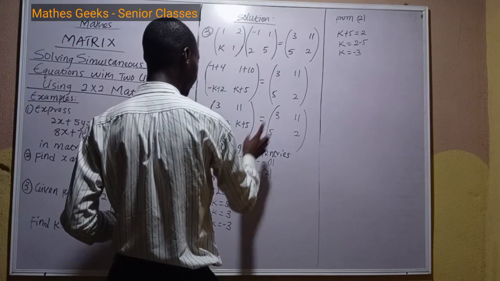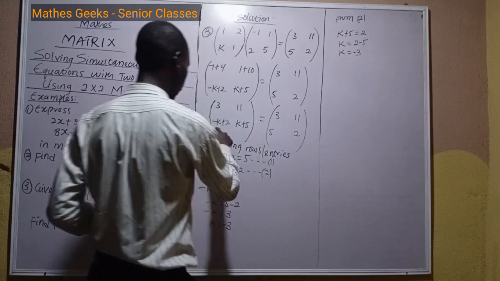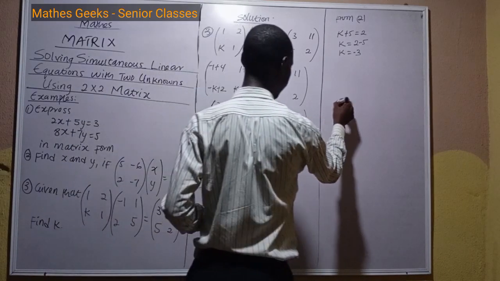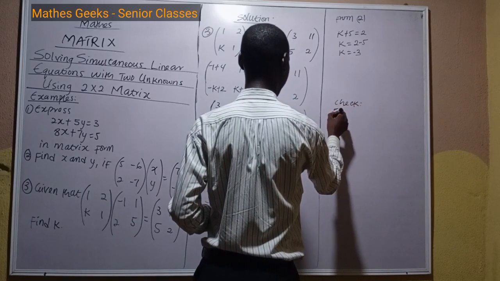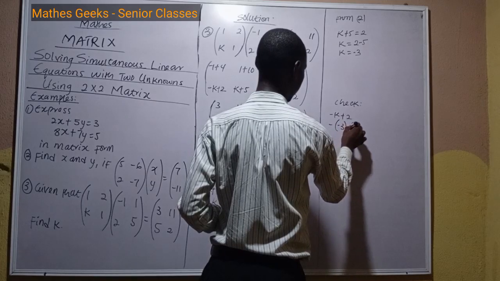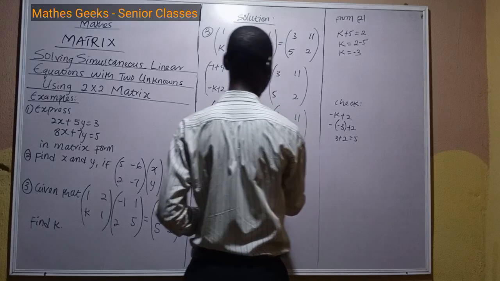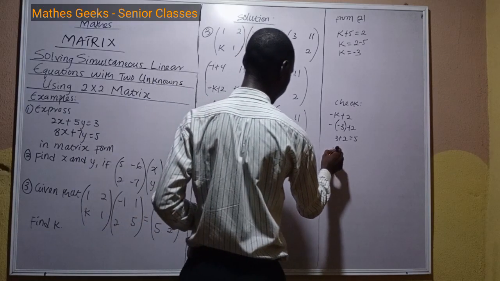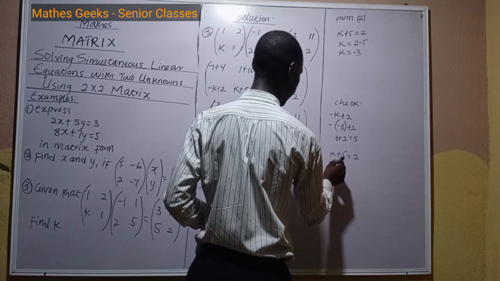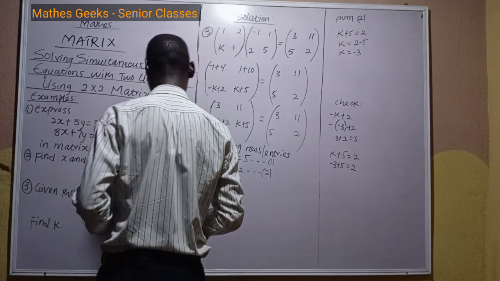So if you check minus k, you put minus 3 in place of k. We have minus k plus 2: minus times minus 3 is plus 3, plus 2 is equal to 5, which is what you have here. K plus 5 is equal to 2. The k is minus 3 plus 5, which is equal to 2. This is what you have here.